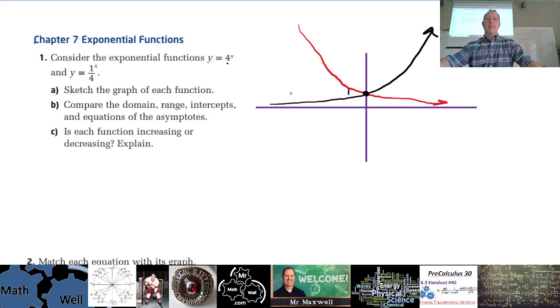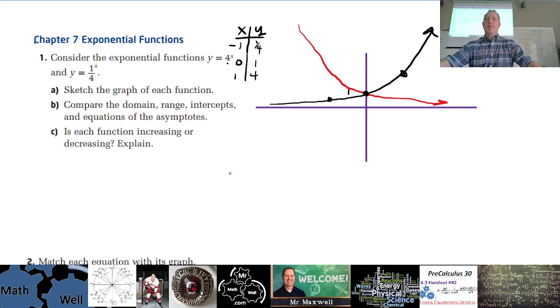Now, sketch the graph. Some points would be, if I did black here, x and y. So if x was -1, y would be 1/4. So -1, 1/4 is right here. 0, 1, and 1, 4. Okay, so 1, 4.